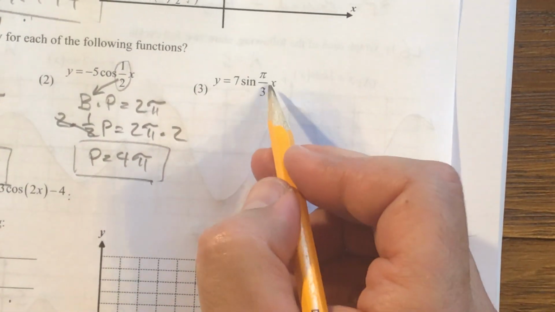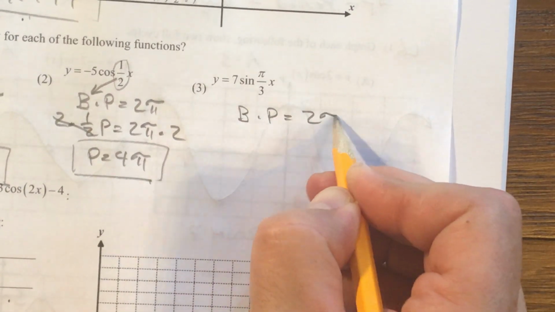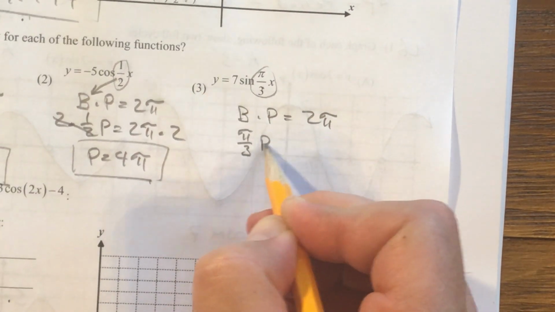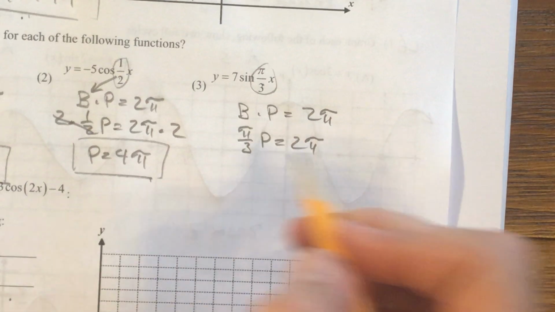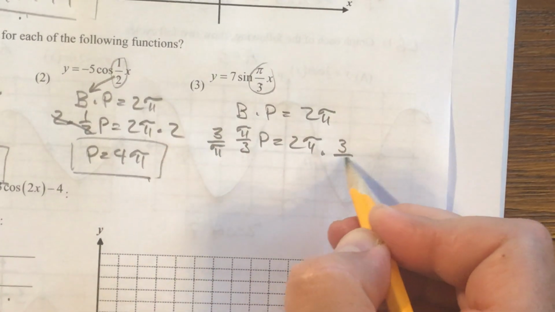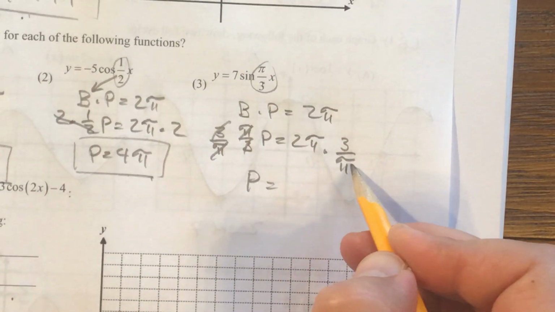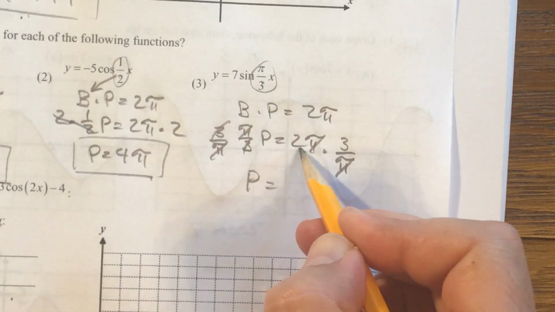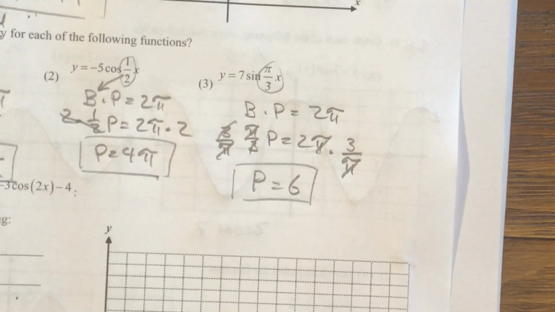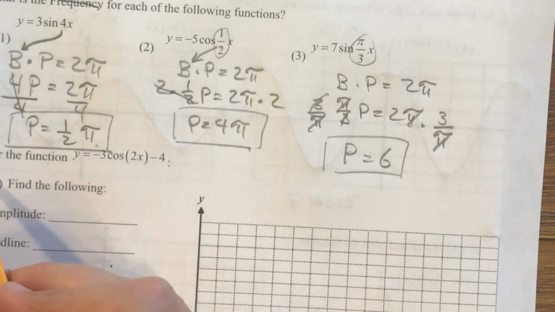All right, the last one. This one's got pi in it, but I don't care. I'm still going to use this formula. I plug this in for b. Pi over 3 times p. How am I going to get p by itself? I need the reciprocal. 3 over pi. What cancels? Well, the pi's cancel. The 3's cancel. I got p by itself. Over here, though, the pi's cancel again. What do I got? 2 times 3, which is 6. So the length of one wave would be 6. Normal 6. Not 6 pi. Just 6.